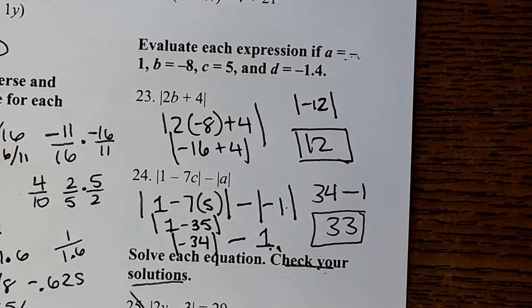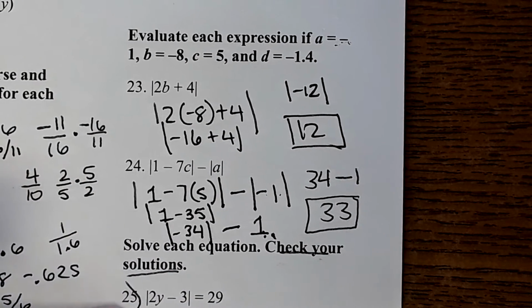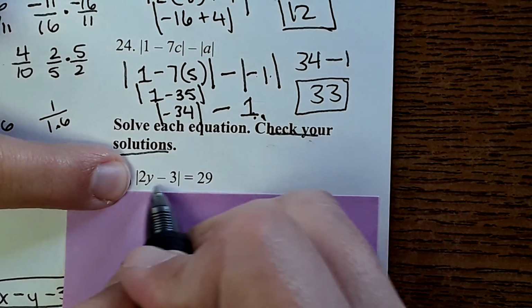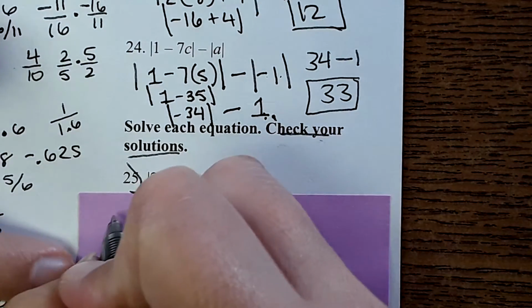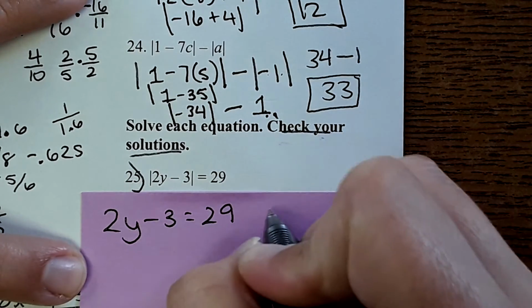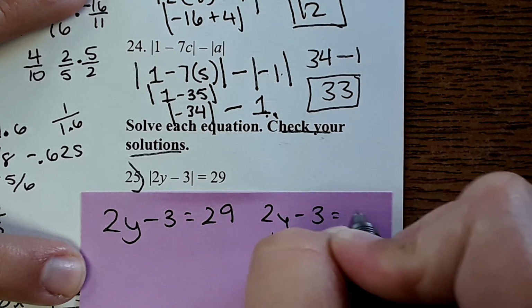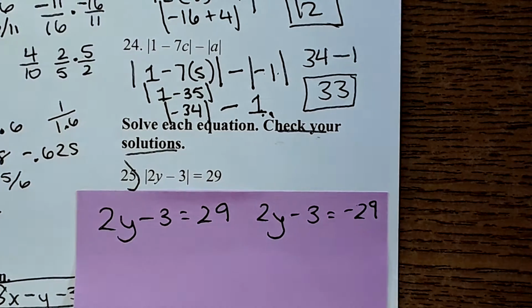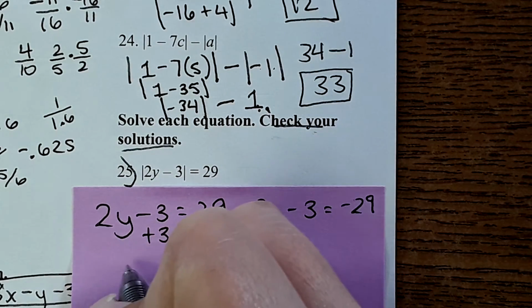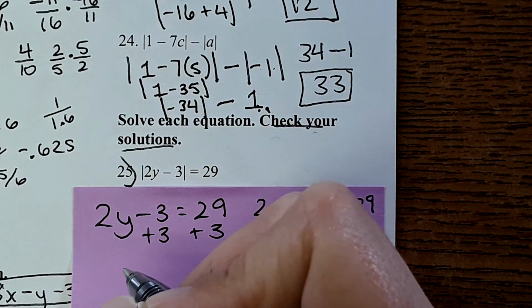Okay. Next one, these expressions you have to solve twice. In this case, it already has absolute value by itself. So we're going to do 2y minus 3 equals positive 29, and then 2y minus 3 equals negative 29. And then from here, you just solve. It's come out to a fraction.